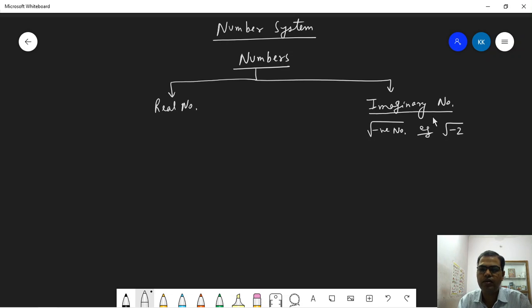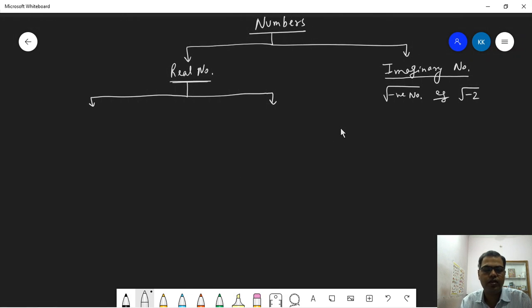Why are they called imaginary? Because they cannot be represented on the number line. Okay? Now we are going to study about real numbers. Real numbers can be classified as rational numbers and irrational numbers.